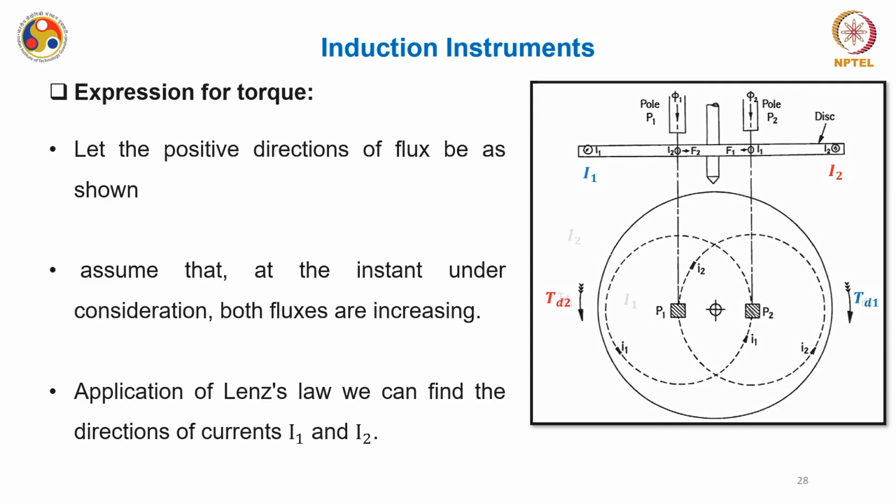So say let the positive direction of the flux be as shown over here. Assume that at the instant under consideration both fluxes are increasing. Both fluxes are increasing, and by application of Lenz's law we can find the direction of current I1 and current I2 as shown in this figure.